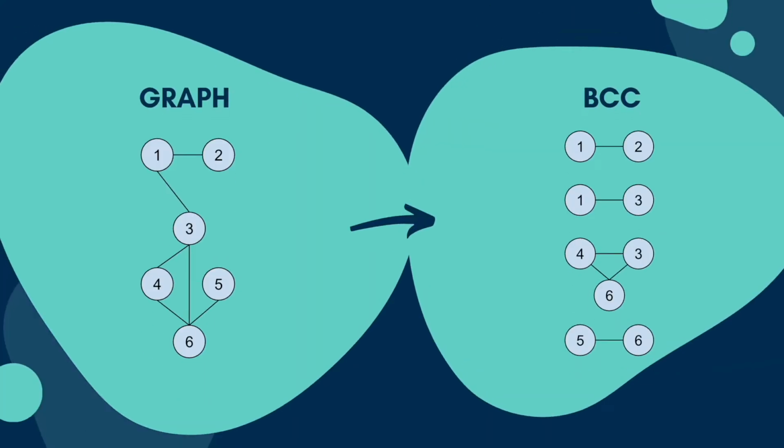Let's take an example. Here we can see that 1, 2, 3, 4, 5, 6, these are 6 vertices. 1 is connected to 2, 1 is also connected to 3, but look carefully that 3 is not connected to 2. So 1 and 2 are mutually accessible. 1 can be visited by 2 and 2 can be visited by 1. So 1 and 2 are biconnected components. Then 1 and 3, the same way, they are also biconnected components.